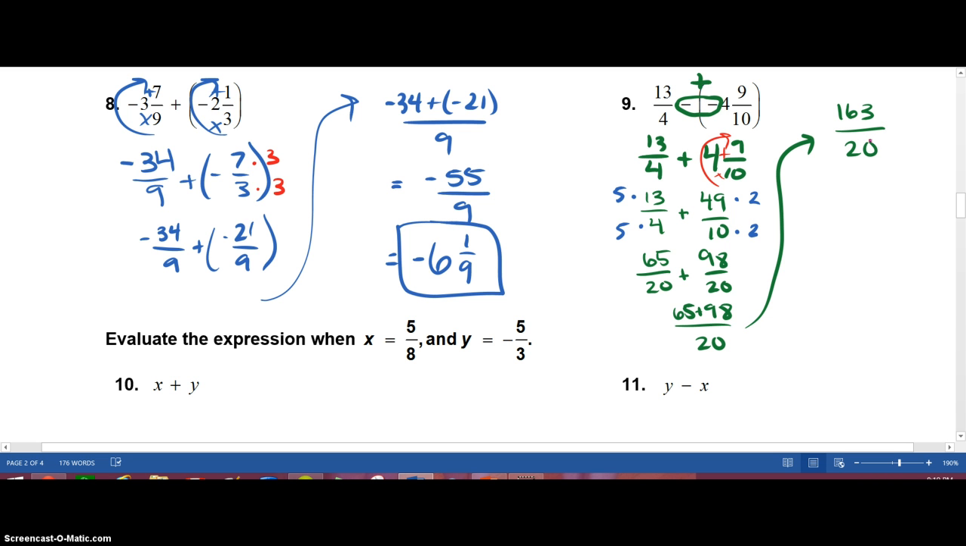And now I need to again simplify this, write it as a mixed number instead of an improper fraction. And I see how many times 20 goes into 163. How many full groups of 20 can I pull out of that 163? It will be 8. And I have 3 left over, so it's 8 3/20 as my final answer there.